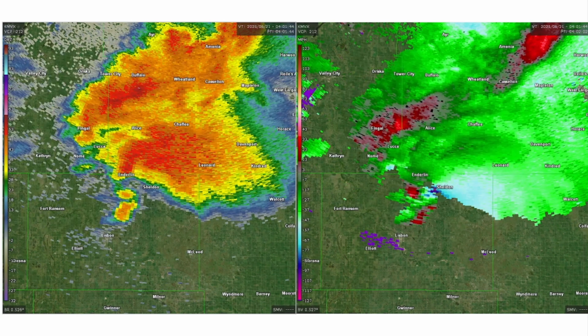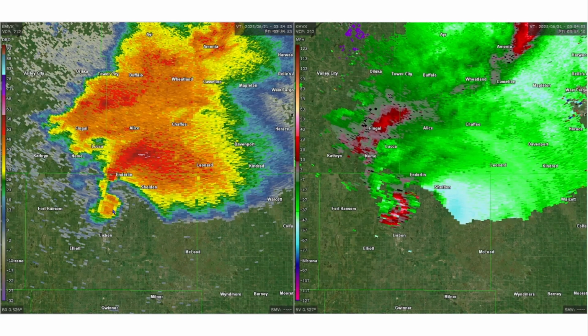Another thing that happened is, look at this. This is right as the Enderlin tornado was forming. Look right here. There is a secondary cell just south of the tornado and mesocyclone. So here's the tornado and mesocyclone, and right here you have another cell just south of it. That cell is acting as a nudger and is significantly influencing this mesocyclone's intensity.